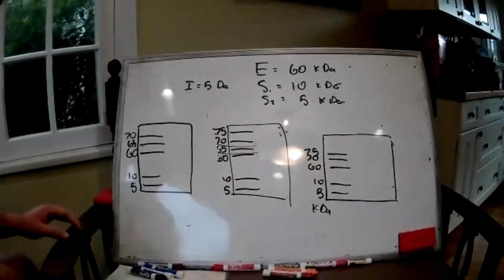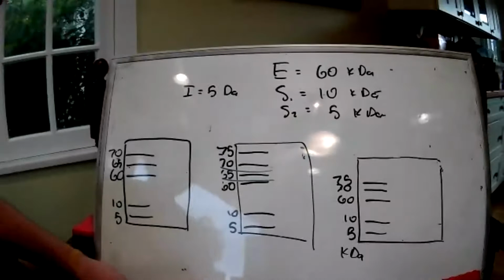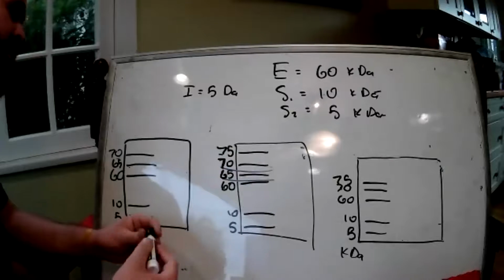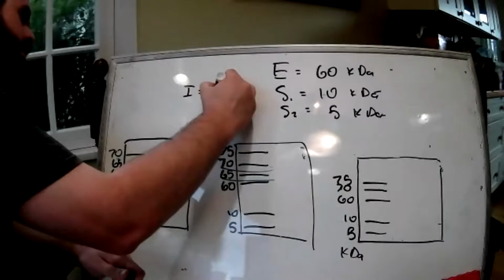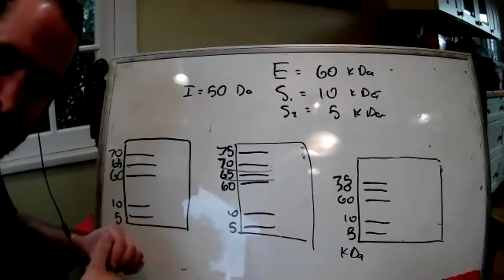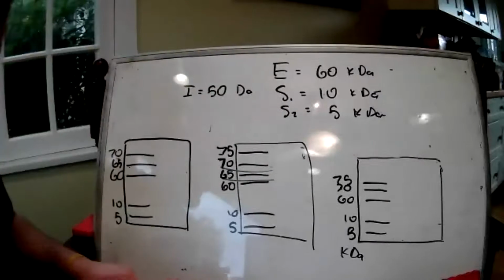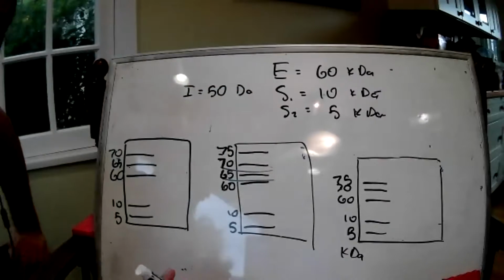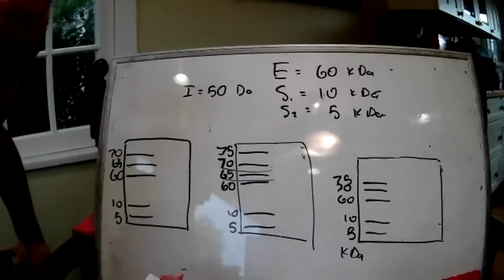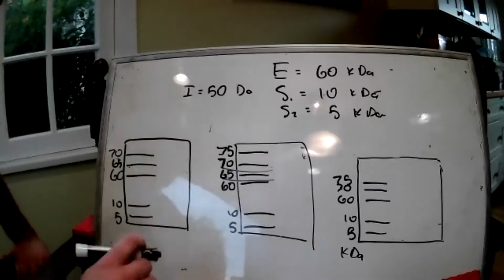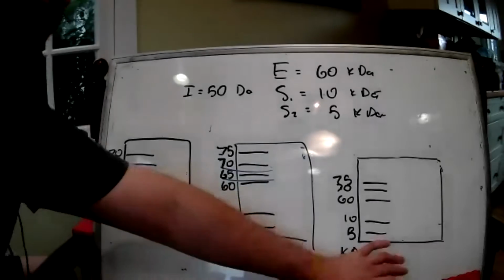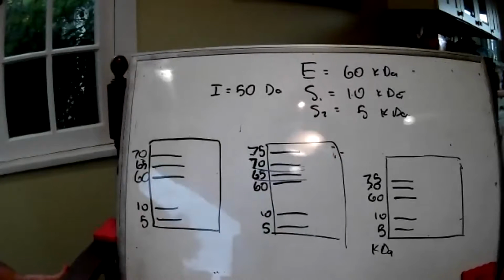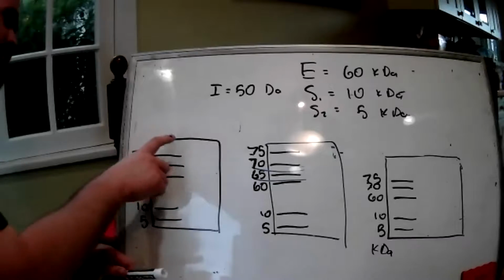So here is the setup for our problem. We have our Western blots, and we have some hypothetical enzyme that is a 60 kilodalton enzyme. And we have two substrates. One is 10 kilodaltons, and the other is 5 kilodaltons. Then we have 3 different gels for 3 different unknown enzymes. Let's start with our first group right here.